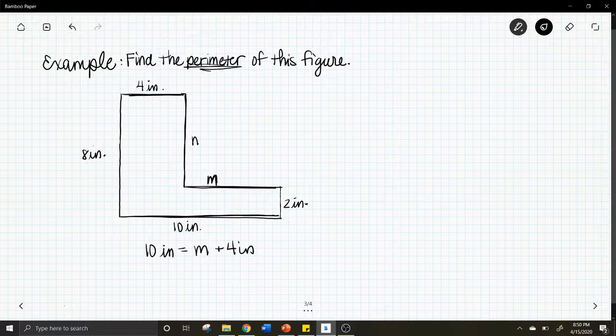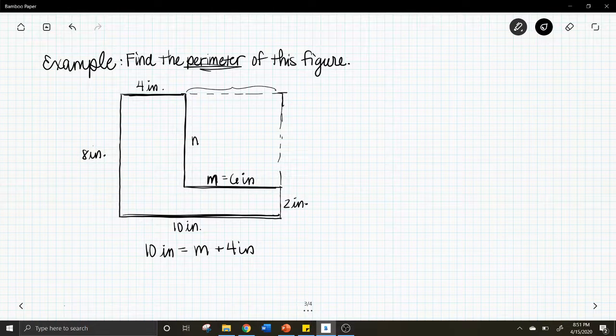M plus 4 inches. Or like I said before, you could draw this shape to sort of fill in the blank. So 4 plus something is going to equal 10. And we would get that M equals 6 inches. Okay?